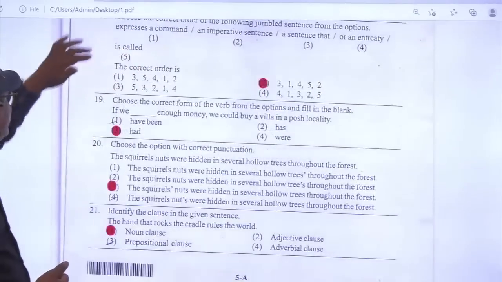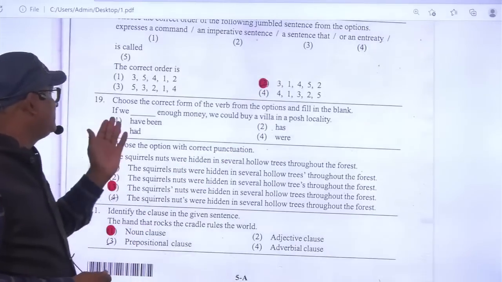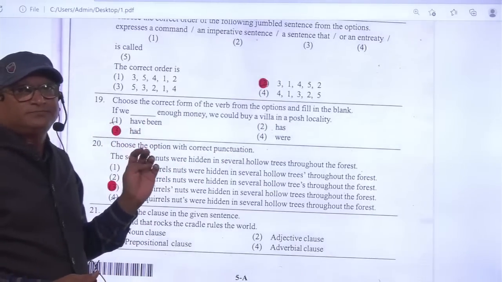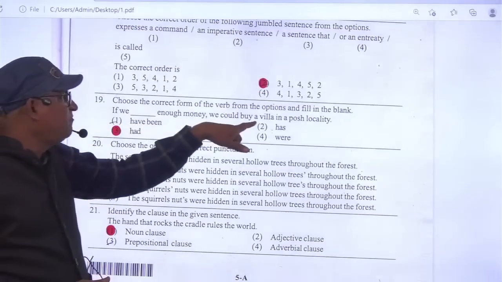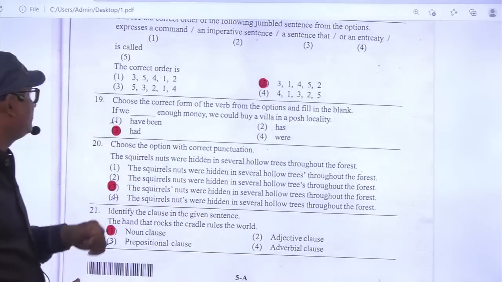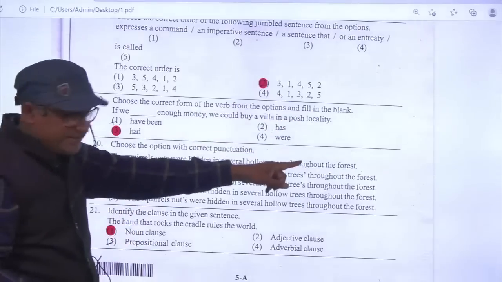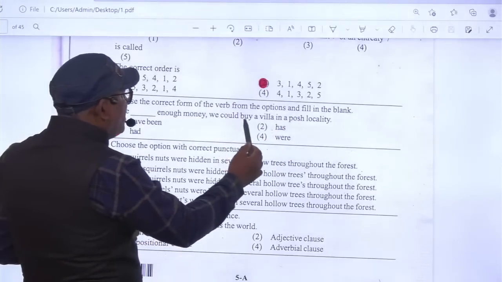Let's go for the 19th one. Choose the correct form of the verb for the option to fill in the blank, right? This is nothing but the conditional sentences or the if clauses. Okay, if we dash enough money, we could buy a villa in a posh locality. So here, if we, this is the first clause, and the second clause is nothing but would plus buy, would buy, okay?